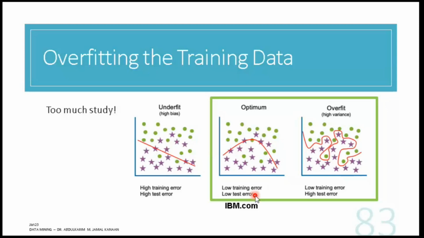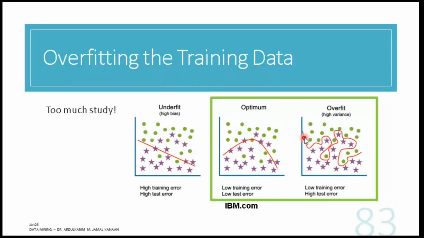The error amount for the training data, that means the data the algorithm has used to learn, is going to be low. And also when I introduce new data to the algorithm, the error is also going to be low as well. This is the optimal solution that you can find. That means a good solution.